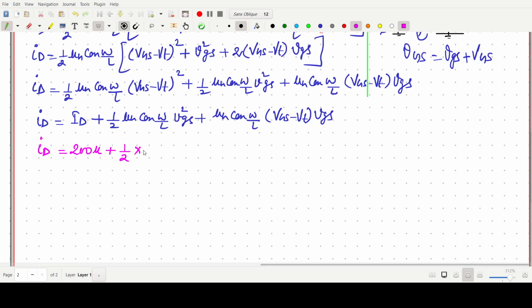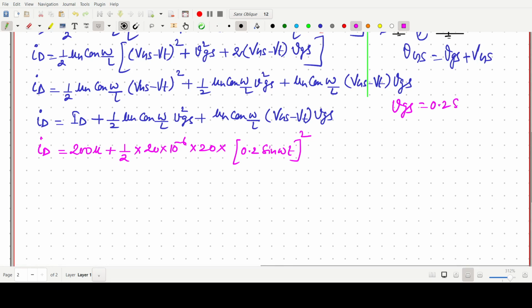Then 1 by 2 mu n COX is 20 micro, so 10 to the power minus 6. Okay. W by L is also 20. So now I am writing 20. vgs is 0.2 sine omega t whole square. So I am writing because the vgs value is given, the AC value is 0.2 sine omega t. So just writing like this.